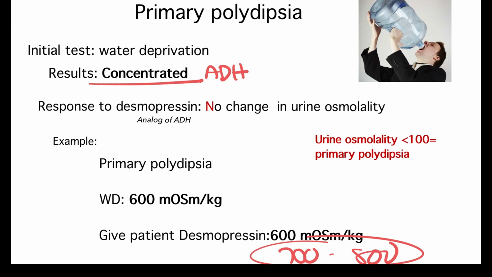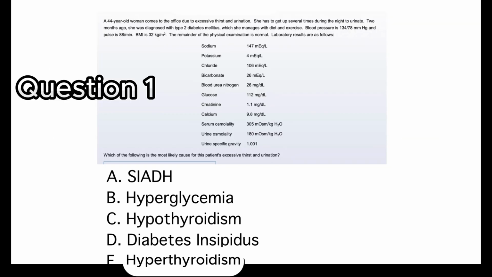Now let's do some questions. Question 1 out of 3. A 44-year-old woman comes to the office due to excess thirst and urination. Right now, we can give 1, 2, 3 differential diagnoses for excess thirst and urination. We have central DI, we have nephro DI, and we also have primary polydipsia.